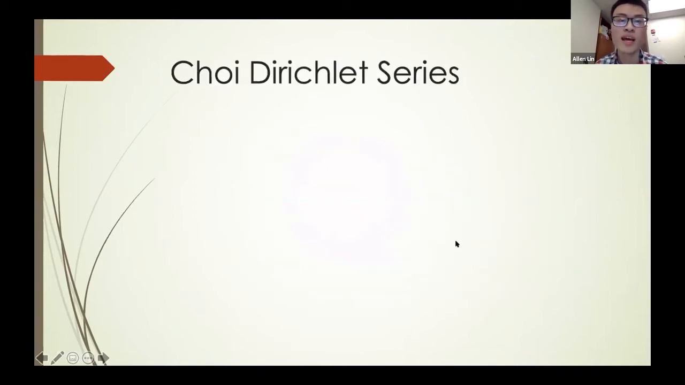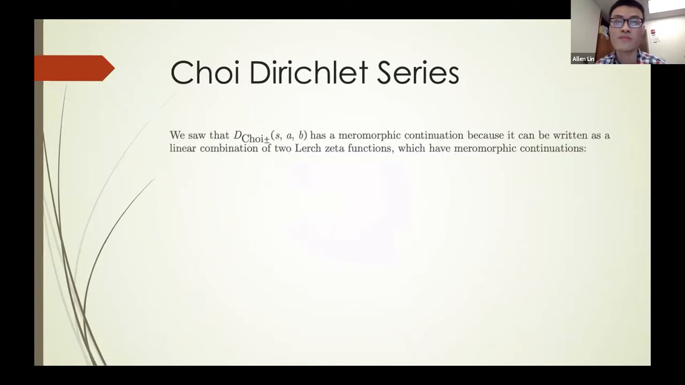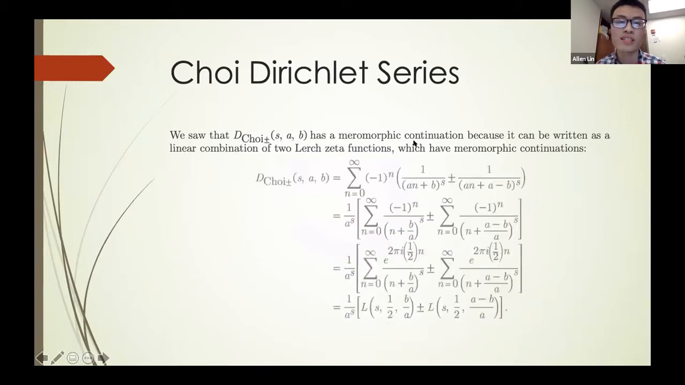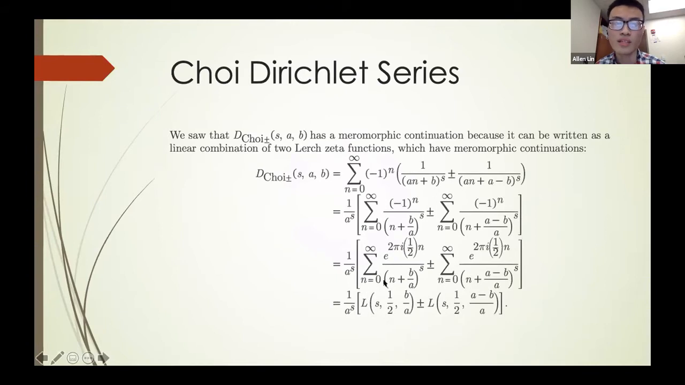What Dr. Lanphier and I did is that we found infinitely many values. We found a general formula that if you substitute numbers in, it will give you a special value. First, we saw that d Choi plus or minus s, a, b is a meromorphic function because it can be expressed as a linear combination of 2 Hurwitz zeta functions. Therefore, if this has a meromorphic continuation and this has a meromorphic continuation, this must also have a meromorphic continuation.